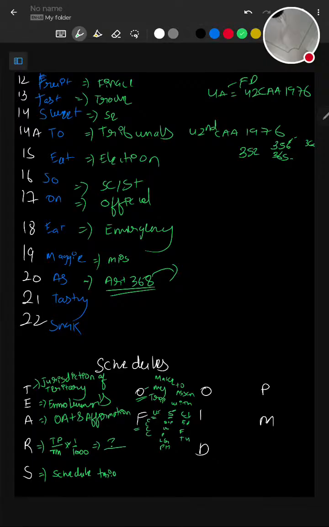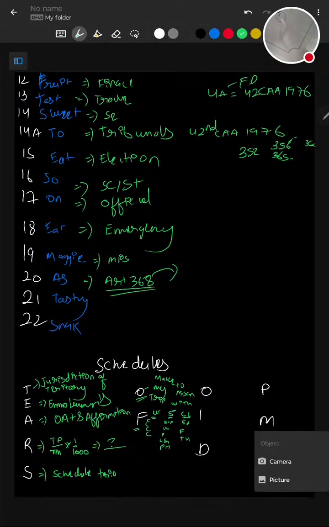Then the concurrent list is that which can't be in union or state. That is like education, agriculture land, then your forest, because forest can go in multiple states. You can't have a forest claim under one state only. Then going on, so 5, then 6 and 7, then the 8th is your official language.